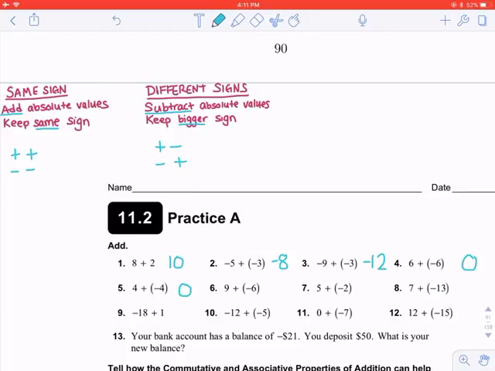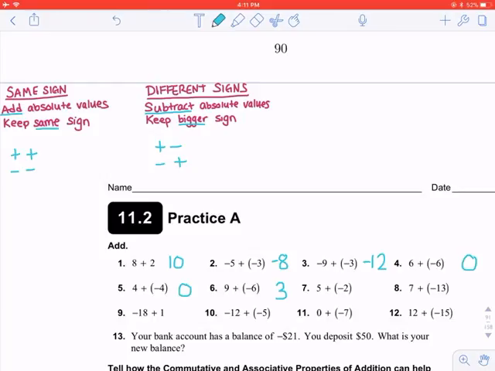Let's look at number 6. Here they're different signs again, but they're not the same number anymore. So instead of thinking of it as 9 and negative 6, I'm just thinking about it as 9 and 6 because I'm thinking about their absolute values. Step 1 for different signs is to subtract the numbers. So for number 6, I'm going to do 9 minus 6. That equals 3.